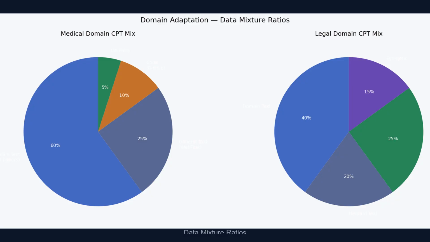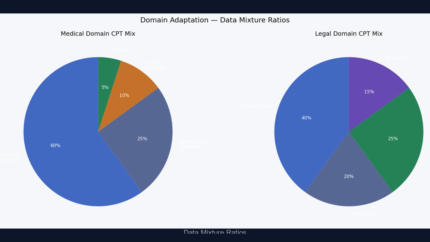For a medical domain model, a typical effective mix is 60% medical papers, 25% general web text, with the remainder split between Q&A pairs and code. The high domain proportion reflects the density of specialized terminology in medical literature. The model needs heavy exposure to absorb it.